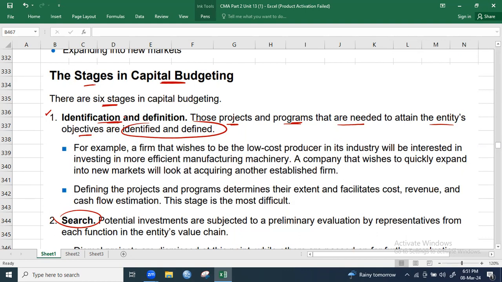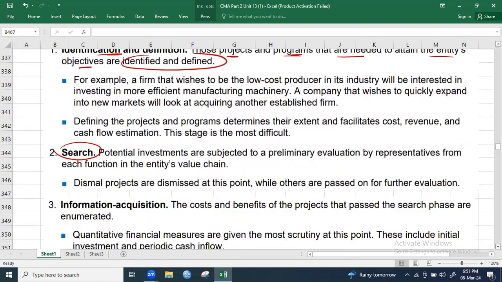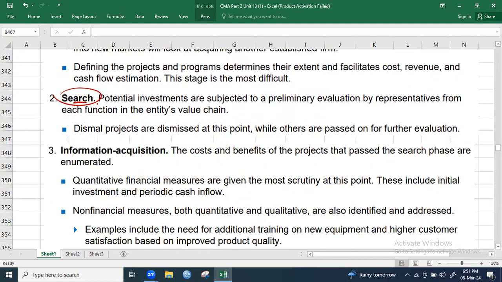So this is identification and definition. You're defining what you want. After that, what we have to do is search. Search means you have to look for potential investments, like where you can invest now. Here, maybe you will decide on certain machines. Machine A is available, machine B is available. Then first you will apply initial screening: is this machine feasible for you or not?